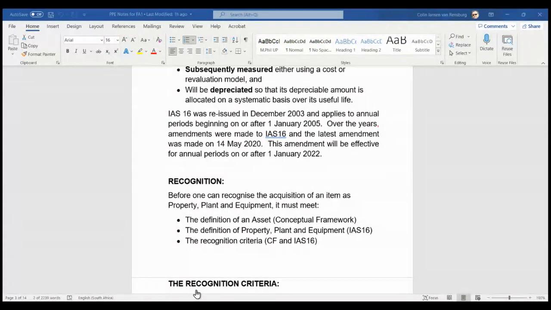Thank you, Zila. You've got some of the enhancing qualitative characteristics there. The relevance is one, yes.